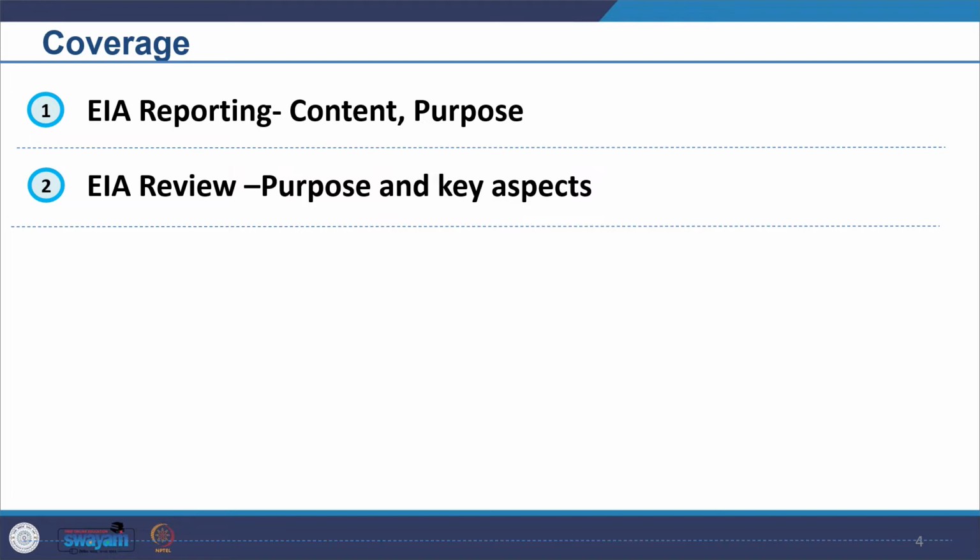Welcome to the course Environmental Impact Assessments, and in today's session we are going to look at EIA reporting, how it is done, and then we'll also look at how EIA reports are reviewed for quality. So accordingly, our coverage will include EIA reporting, its content and purpose, and then we'll look at the EIA review process, what its purpose is, and what the key aspects are when EIA reports are looked into when they are reviewed, and how reviewers look at that.